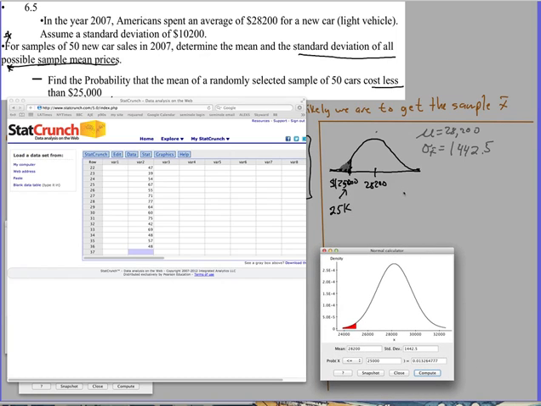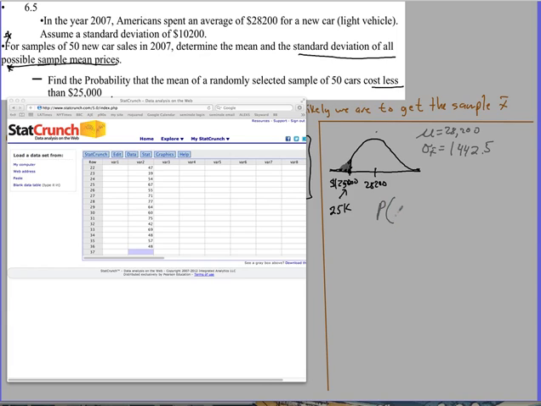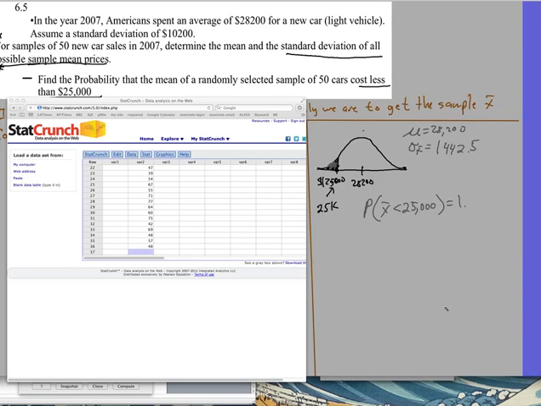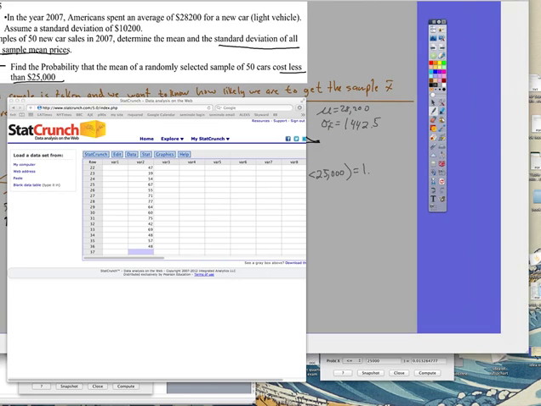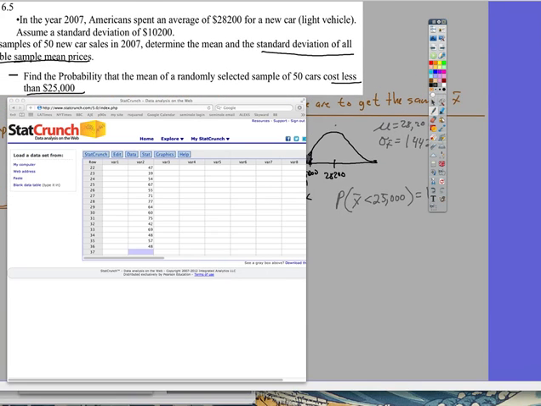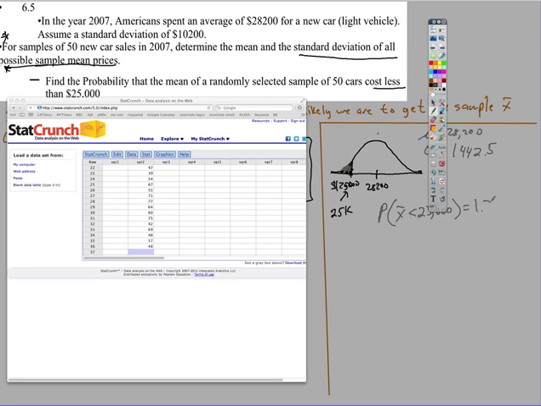And this is how we denote it. I wish this thing wouldn't go away, but this is how we denote the notation. The probability that an x bar will be less than 25,000 equals 1.3%. Okay, so make sure you're comfortable working with those problems.